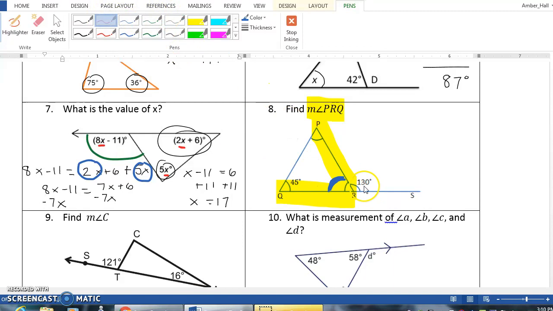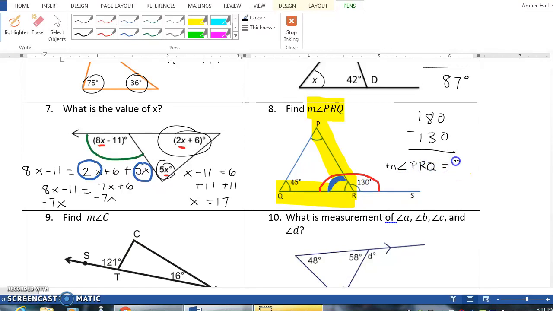Well, I can now see that this angle right here and my angle in question are supplementary angles because they form a straight line. Therefore, all I have to do is 180 minus 130, and I get the measure of angle PRQ equals 50 degrees.